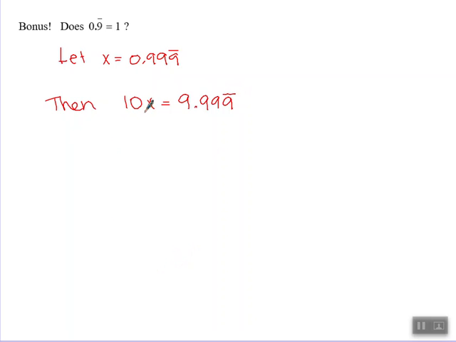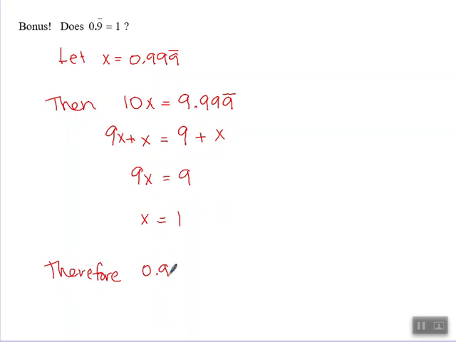I can split this up so that 10x is 9x plus x. On the right side of our equation is going to be 9 plus x, because we said x was 0.9 repeating. If I subtract x from both sides, I end up with 9x equals 9, so x equals 1. Therefore, 0.9 repeating is equal to 1. If you do not accept this proof, we can discuss it more in class.